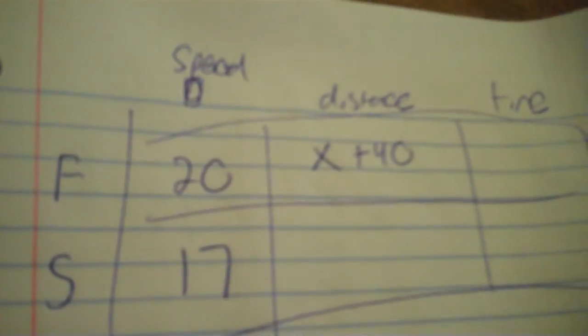Okay, so speed goes here, distance is here, time here. So fast, slow. The speeds are the PERs, 20 and 17. Now the distance is just the feet without the PER. 40 feet further, that means 40 more. So the fast one goes plus 40, but we still don't know, so we need the x.